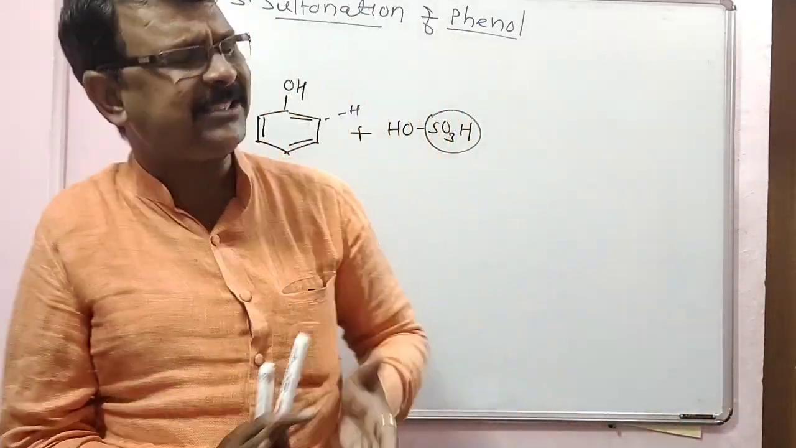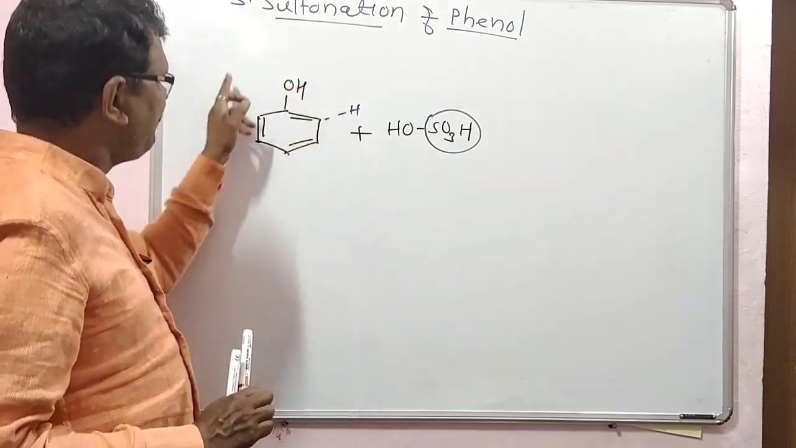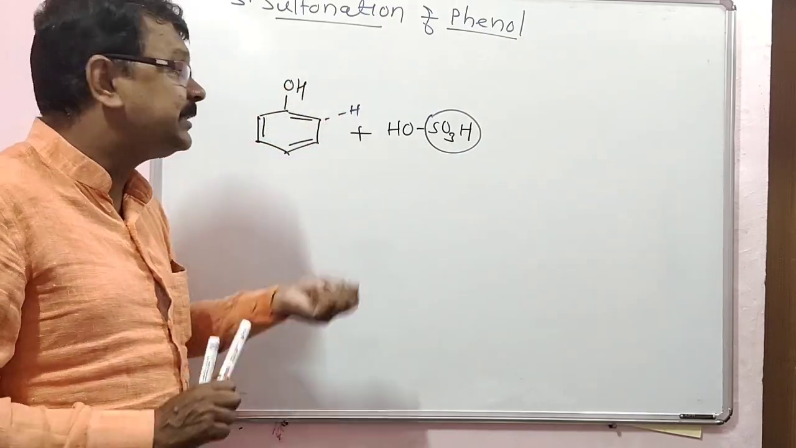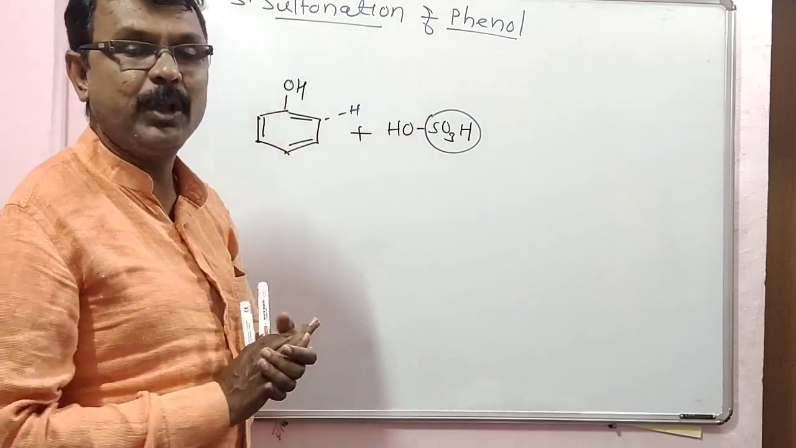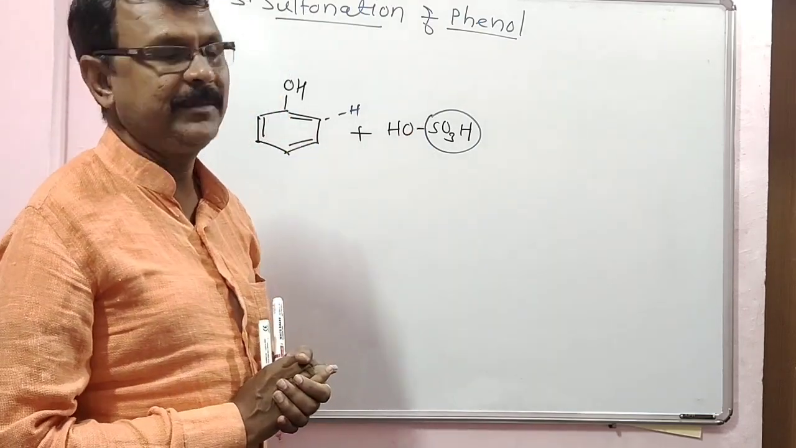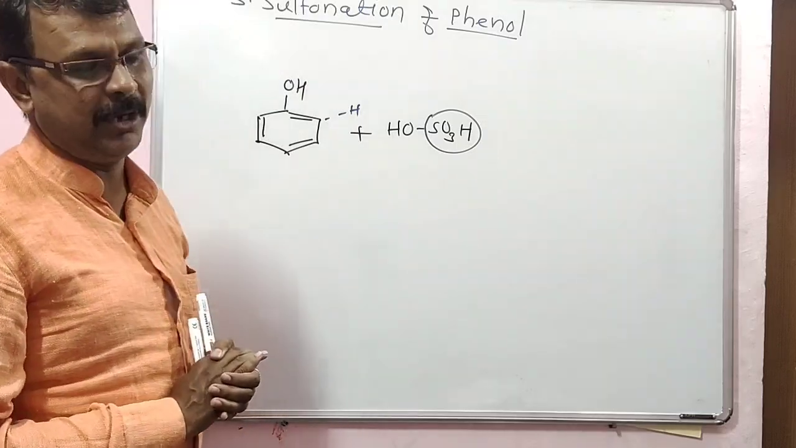Simple. Look here, the reaction in which a hydrogen atom of the benzene ring of phenol is replaced by the sulfonic acid group of sulfuric acid is called the sulfonation of phenol.